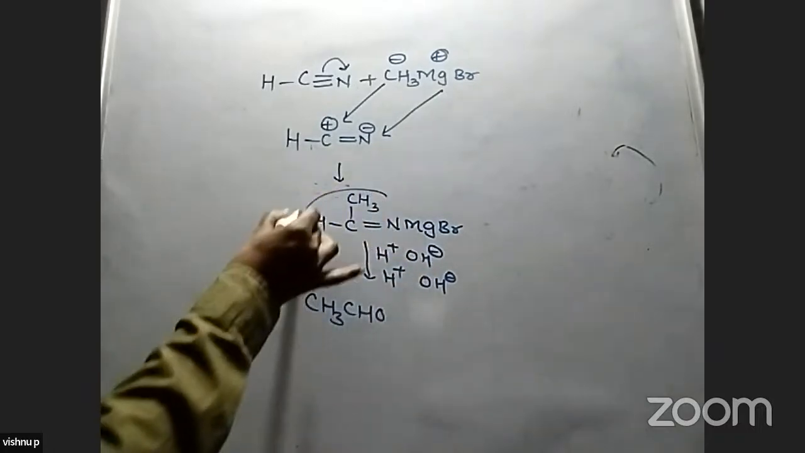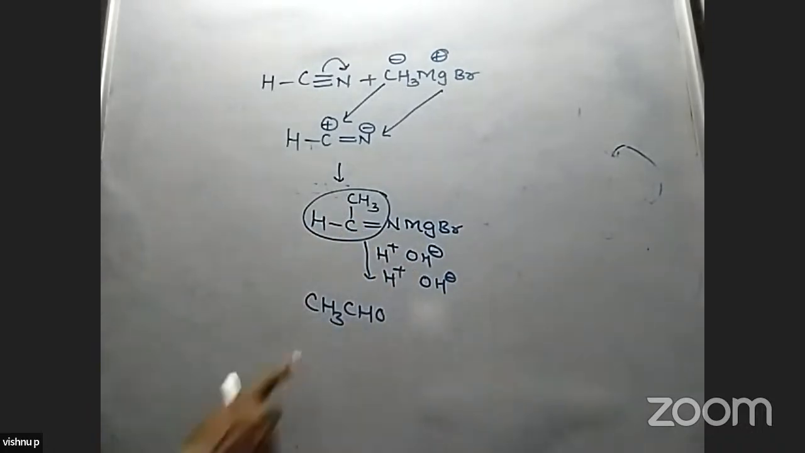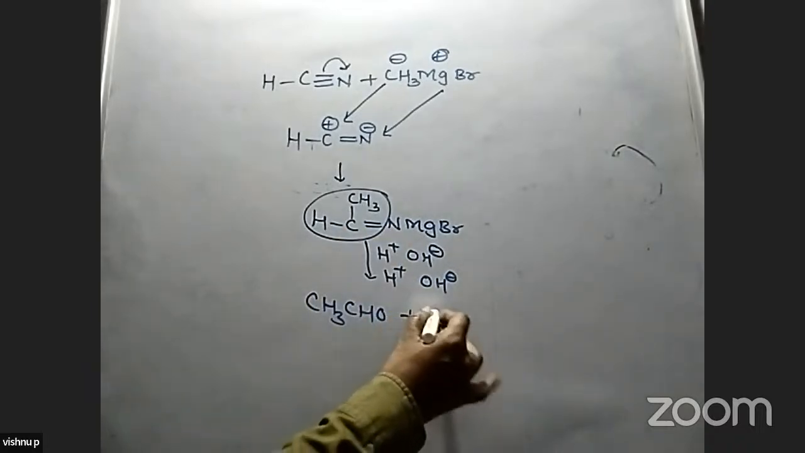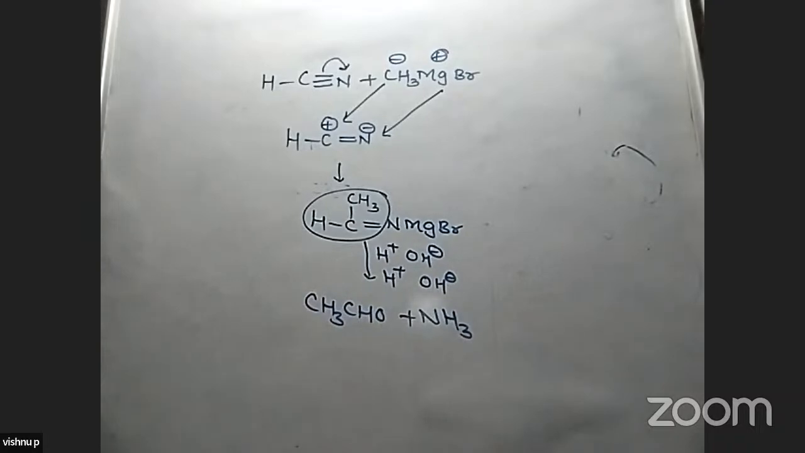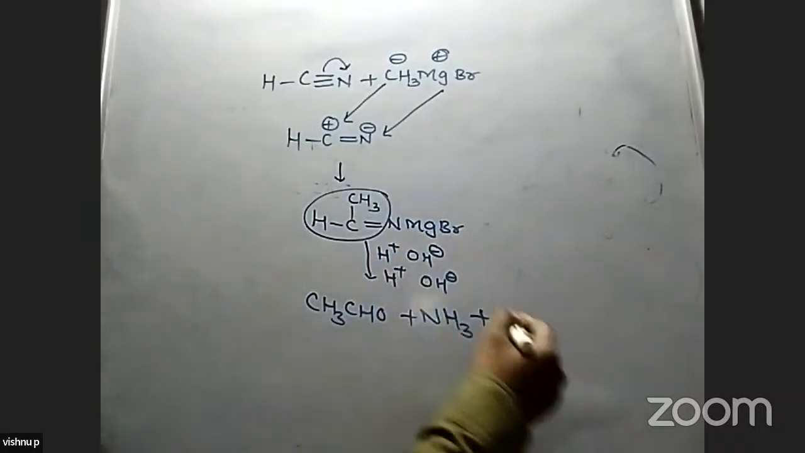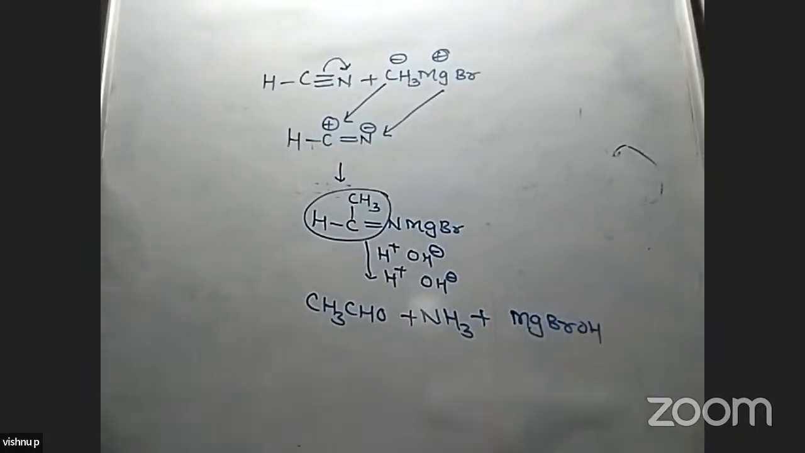One oxygen is added to this group. When oxygen is added to this group, we get CH4. So one oxygen is added here, and nitrogen is attached with three hydrogens, so ammonia is formed in this reaction. MgBr is attached with one OH group, so MgBrOH is formed in this reaction.